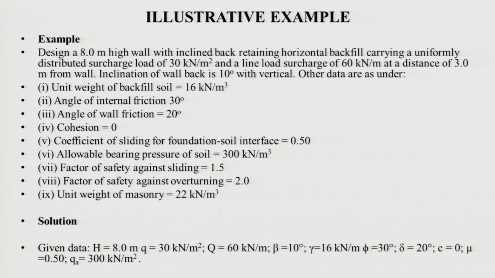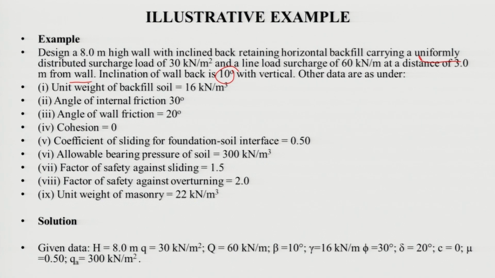Now, this is the design procedure, and for detail we will discuss an illustrative example. Here, design an 8-meter height wall with the inclined back retaining horizontal backfill carrying a uniformly distributed surcharge load of 30 kilonewton per meter square and a line load surcharge of 60 kilonewton per meter at a distance of 3 meter from the wall. The inclination of wall back is 10 degree with the vertical, and other data are like this.